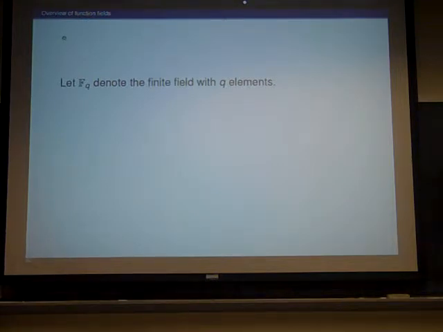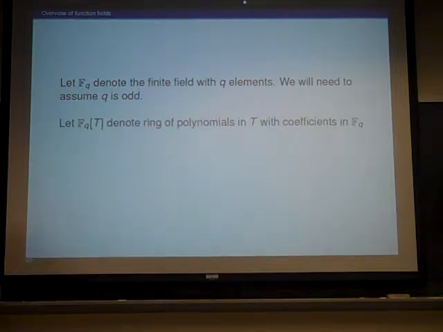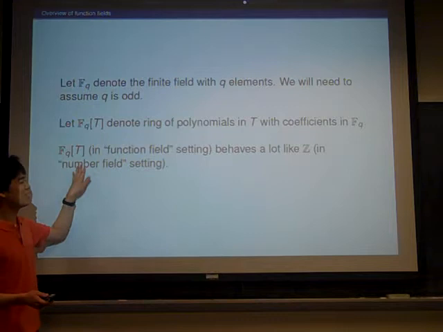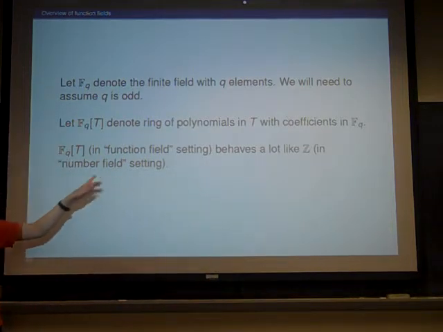We'll let Fq be the finite field with q elements, and we'll need to assume that q is odd in this case. And Fq[t] will be the ring of polynomials in t. So the general idea is that Fq[t] in the function field setting behaves a lot like Z in the number field setting. In other words, we can do a lot of number theory on Fq[t] in the same way that we do it on Z.